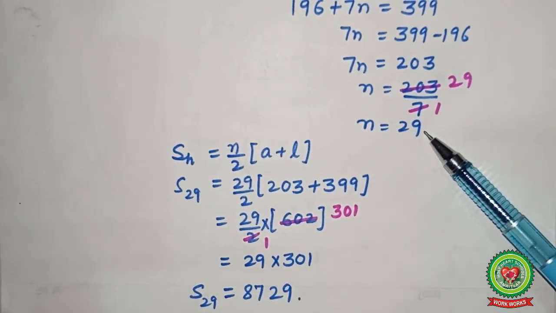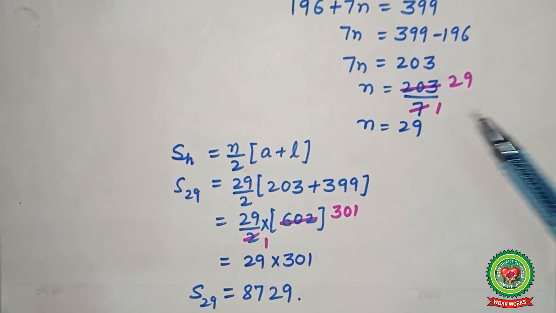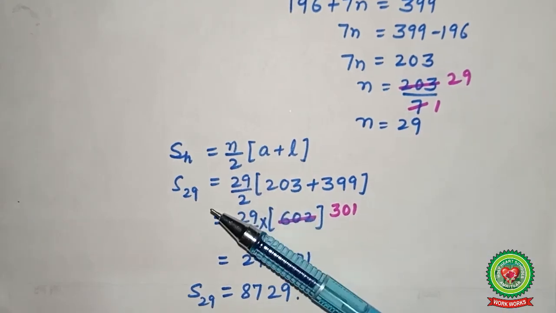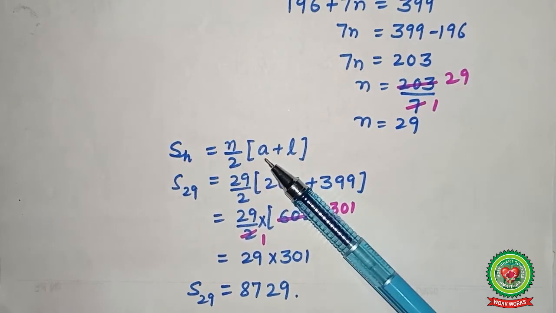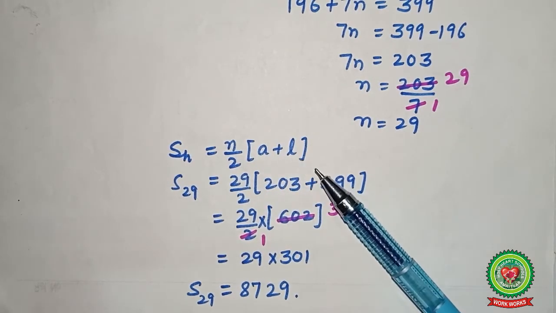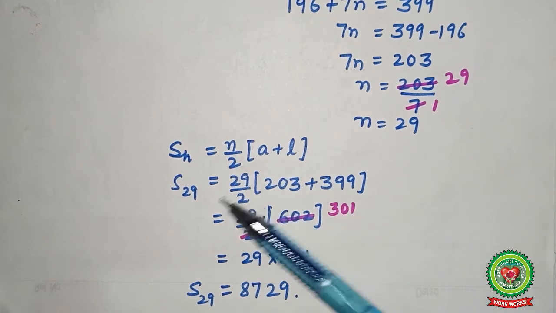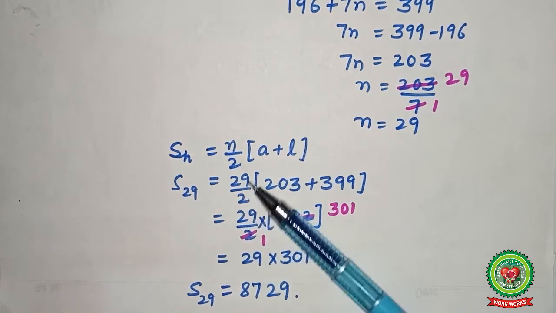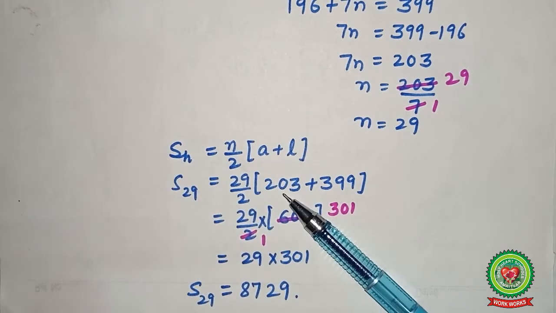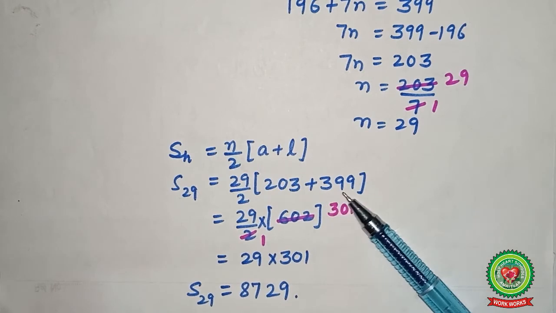Now for finding the sum, here the last term is given, the first term is given, so we can apply the formula Sn is equal to N by 2 multiply (A plus L). Now put the value of N, A and L. We get S29 is equal to 29 by 2 multiply (203 plus 399).